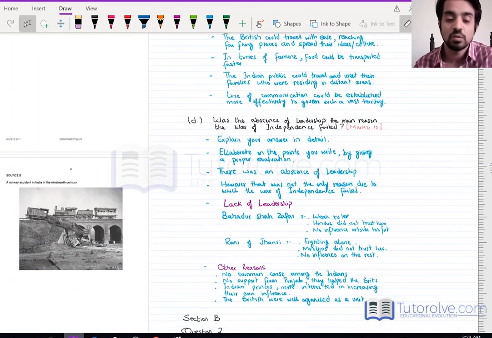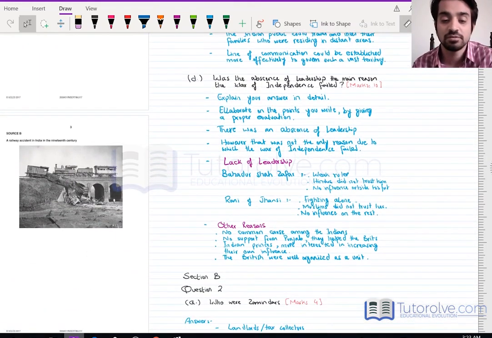Part D. Was the absence of leadership the main reason the War of Independence failed? Now, this is a 10 marks question. The first thing that the students need to do is explain their answer in detail, which basically means that the examiner is looking for you to elaborate on the answer and evaluate it properly. They are trying to make sure that you understand what exactly went on during the War of Independence.